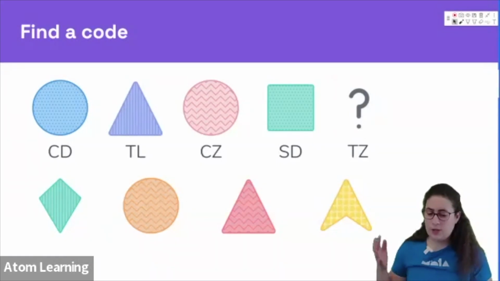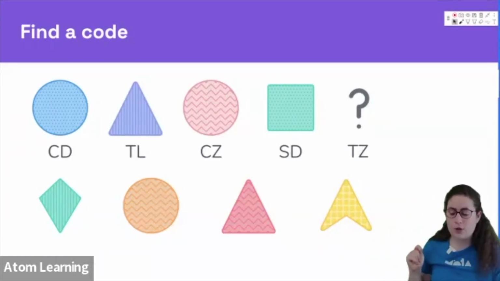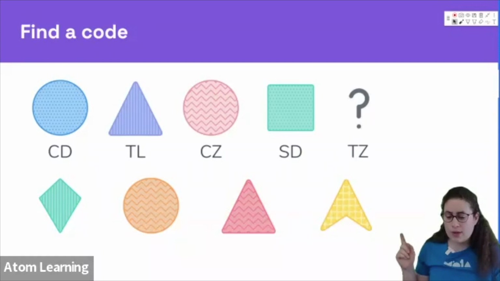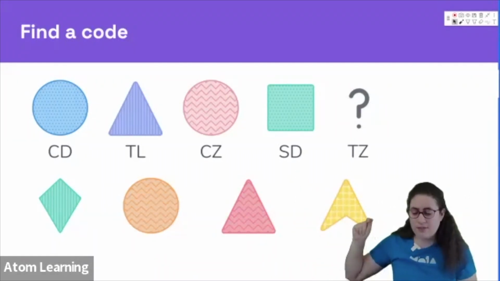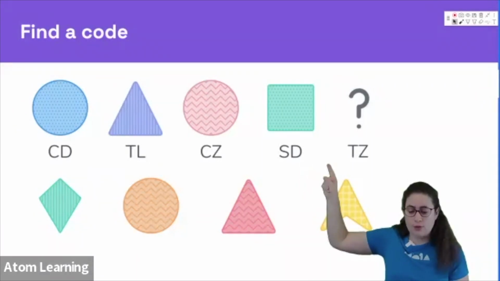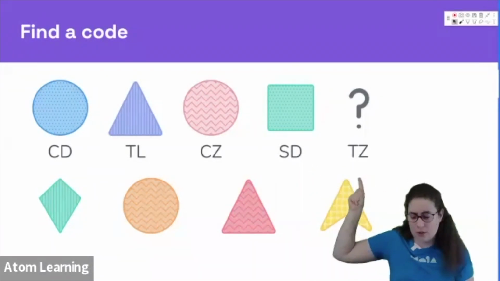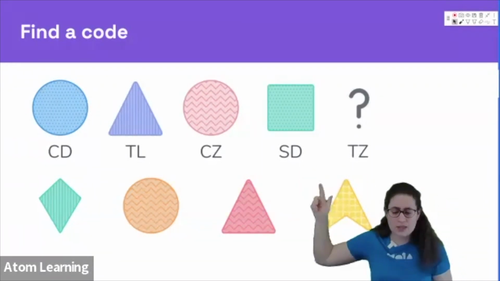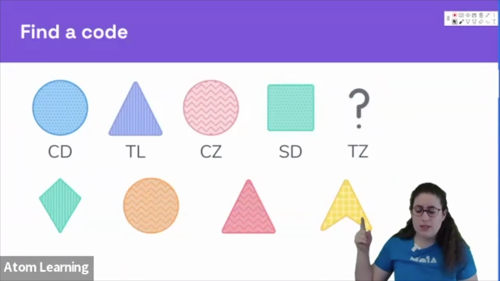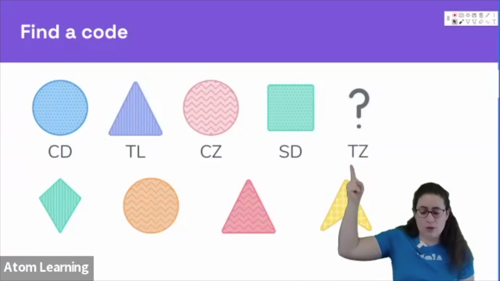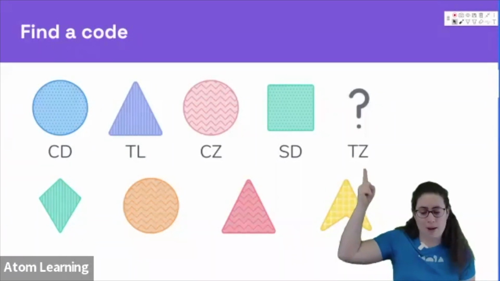So here's our first type of question we're going to be learning about. It's called find a code. So in these questions, you'll be given a certain number of shapes, usually 3 or 4 or 5, that have 2-letter codes, maybe sometimes 3-letter codes under them. And you need to figure out what the first letter in the code means, what the second letter in the code means, and then you're given a new code and you have to figure out which shape matches that new code.